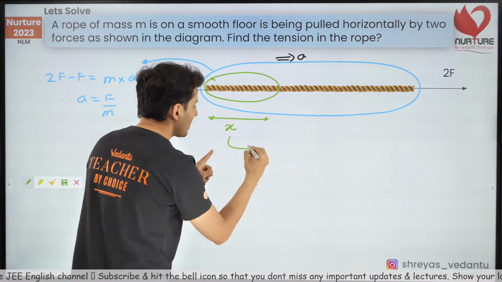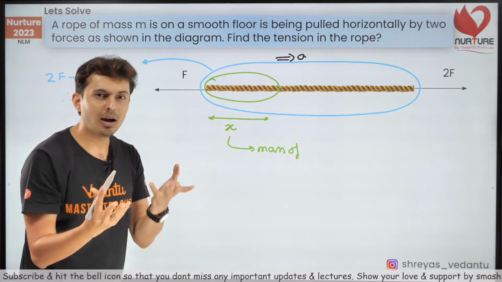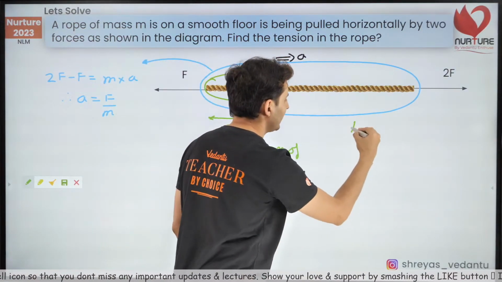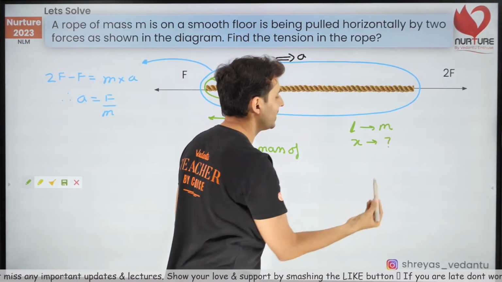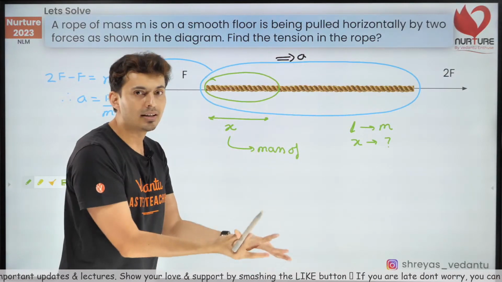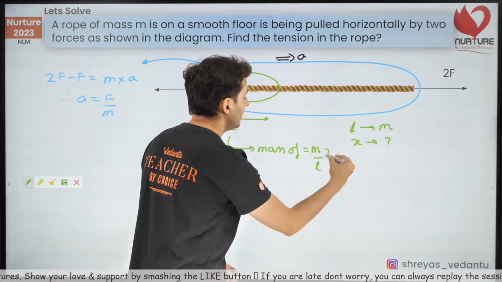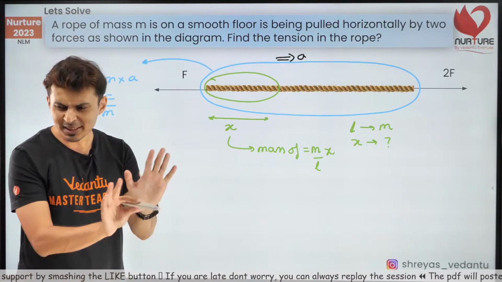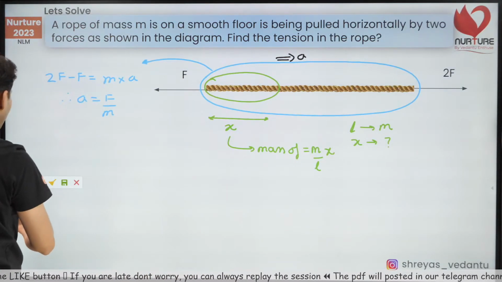This x will have a mass of how much? I just told you. The total length L has mass m. X length has how much mass? Unitary method. It is m by L into x. So this much length has this much mass. That's it. Now, for this, draw the free body diagram.